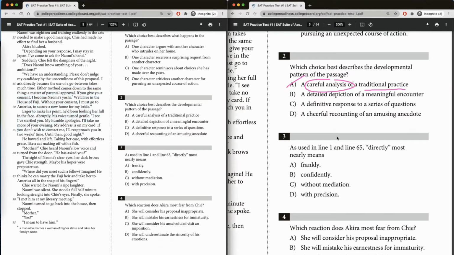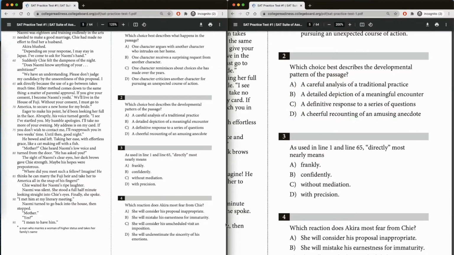And then, okay, a detailed depiction of a meaningful encounter. It is detailed. It was really meaningful because this guy wants to marry Naomi, so we'll leave that alone. Definitive response to a series of questions. There was no real series of questions, and definitely not a cheerful recounting of it. So I would say B. All right.